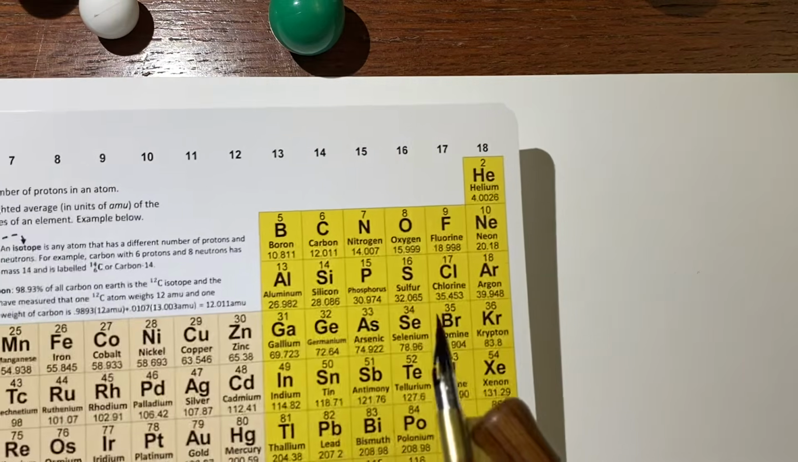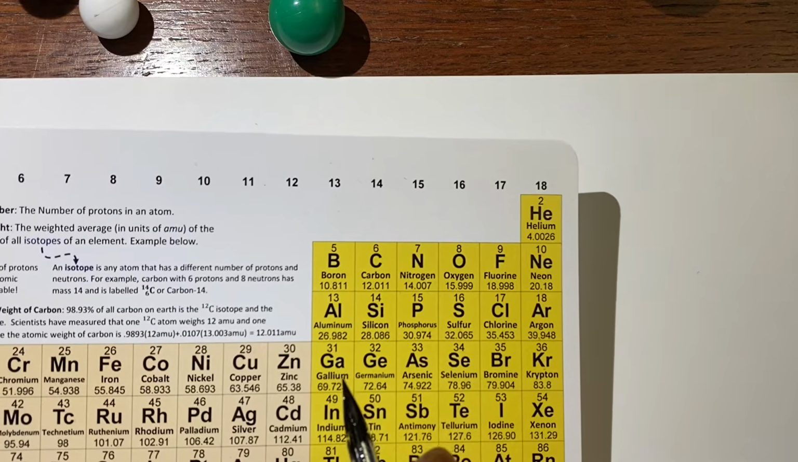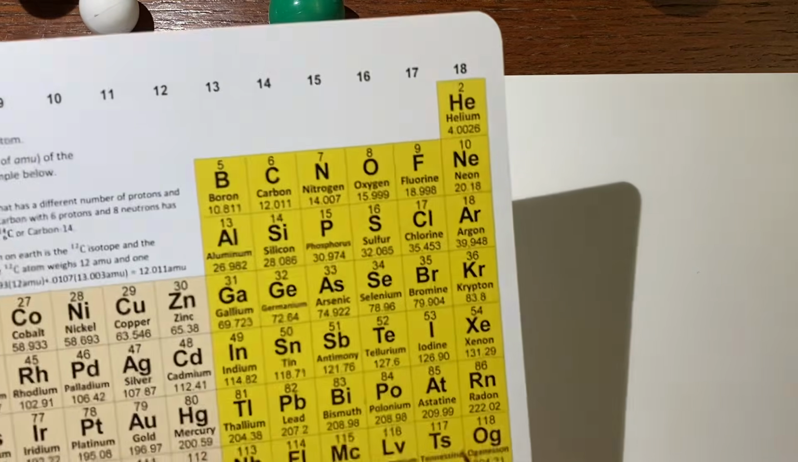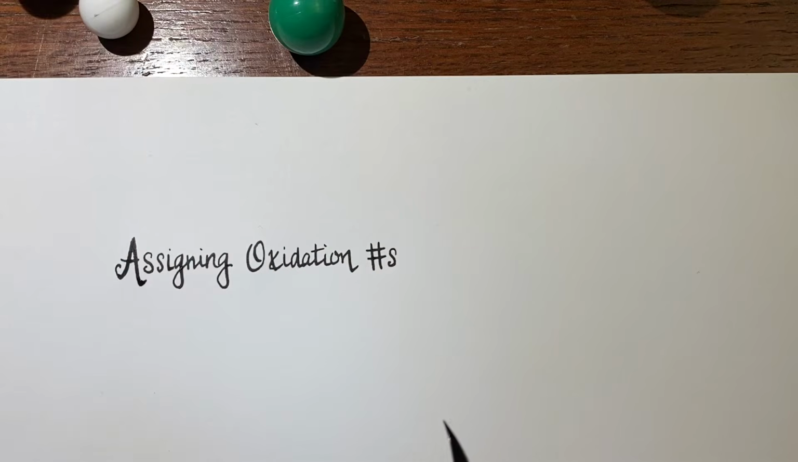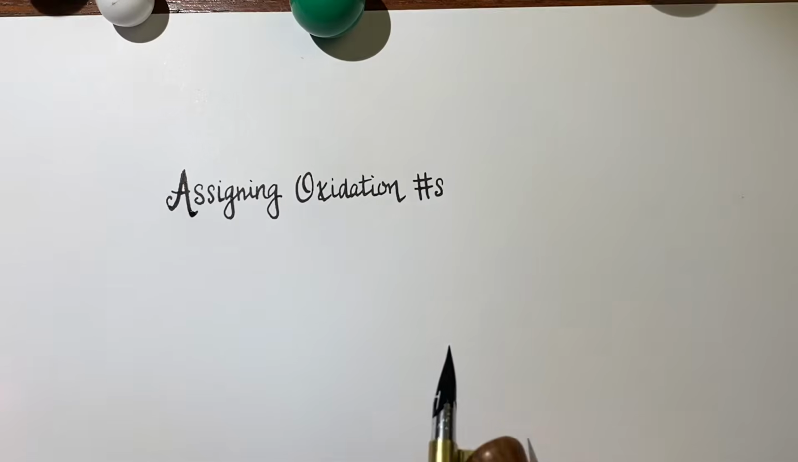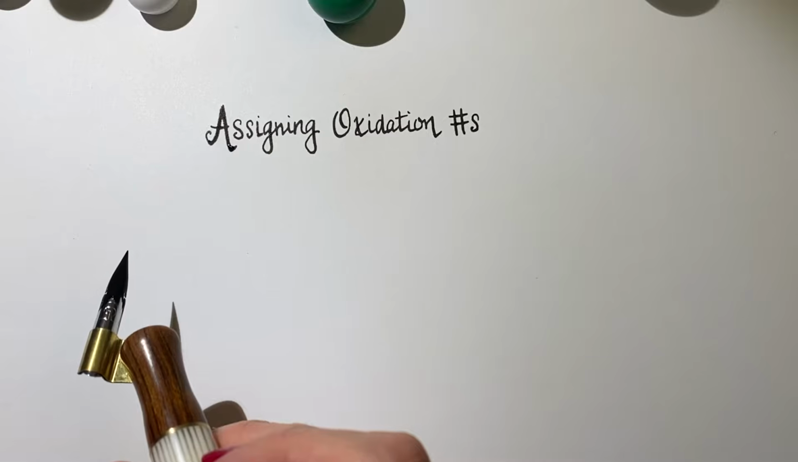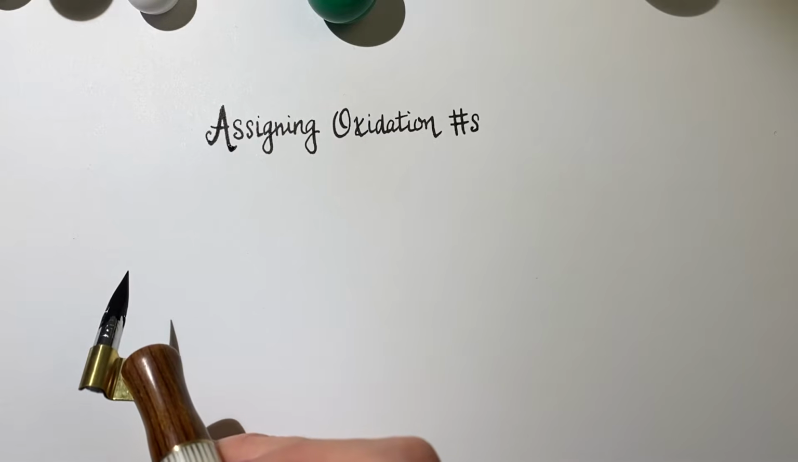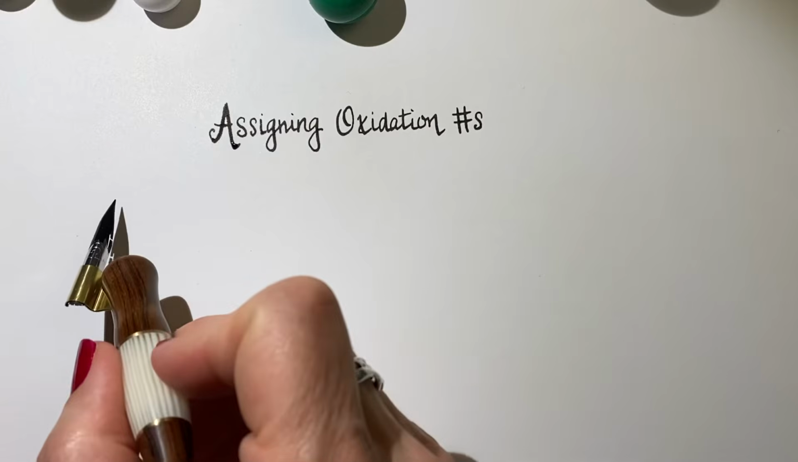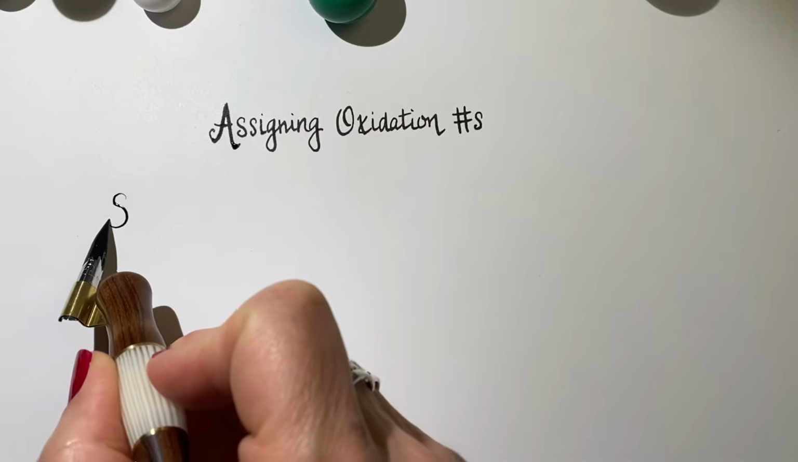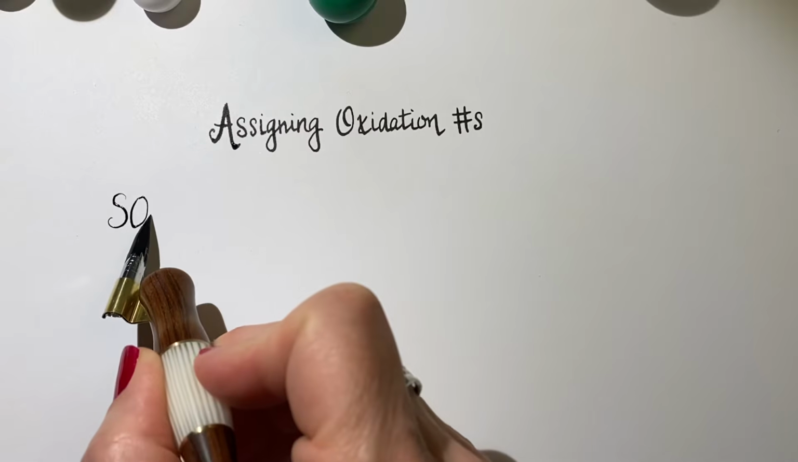So the rest of the elements can vary somewhat, but if we know just a few of those, we can then calculate most oxidation numbers. So I would say the best way to go about doing this is by doing some examples. So let's just do a bunch of examples, and this way I can show you some of the techniques. So let's look at sulfur dioxide.